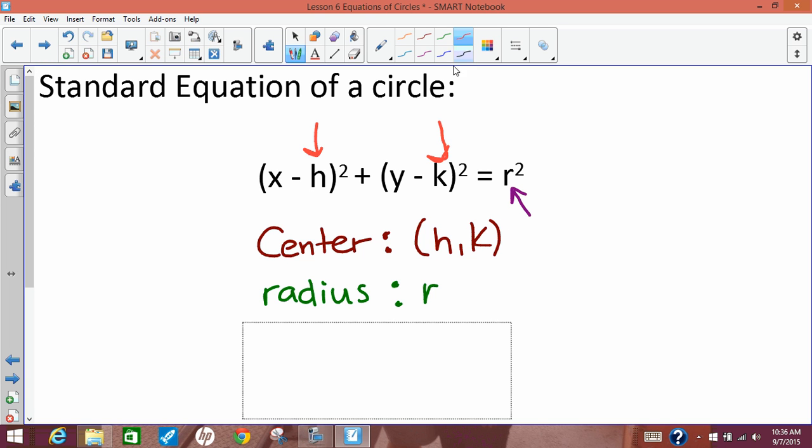So one thing to point out here is that in the standard equation of the circle, we have subtraction inside these parentheses. So that means if I'm looking at an equation of a circle and I see subtraction, that actually means that the coordinates for the center are positive. If I see addition inside here, then the coordinates for the center of the circle are negative. So that'll become clear once we try a couple examples.